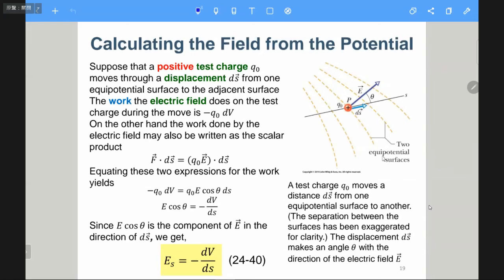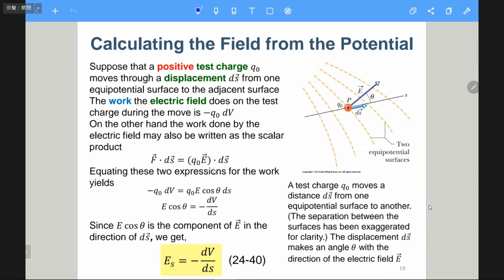Okay, so the next part is, just now we considered the work done. The work done is an integration. We have F dot ds equals this expression. If we try to find the overall work done, we need to integrate over a path. Now we don't necessarily integrate it out. We just take a small segment here.